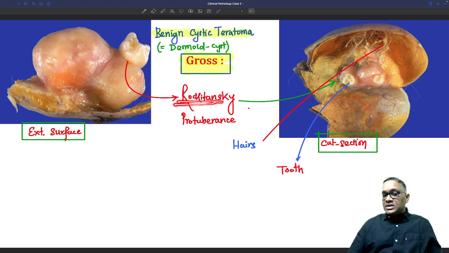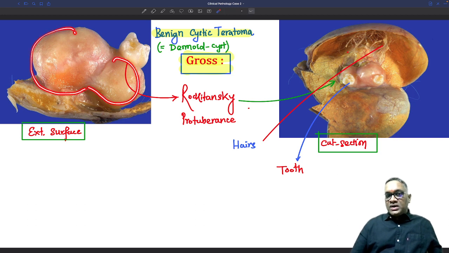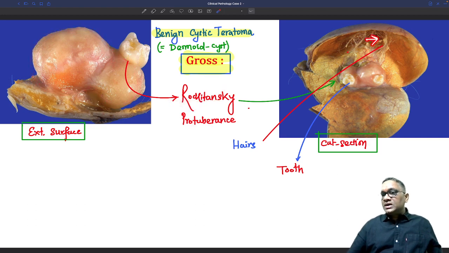So the Rokitansky protuberance, what does it contain when you cut it? You can see the cut section appearance here, and this is the external surface, right? This is the cystic teratoma mass, and this one is the Rokitansky protuberance. When you cut this area, you can see underlying hairs. You can notice there are teeth, and there can be cartilage and other structures also. So that is what they are showing you, various levels of differentiation.